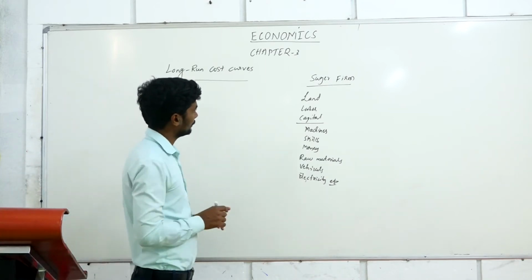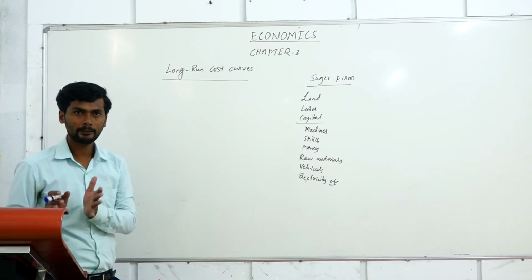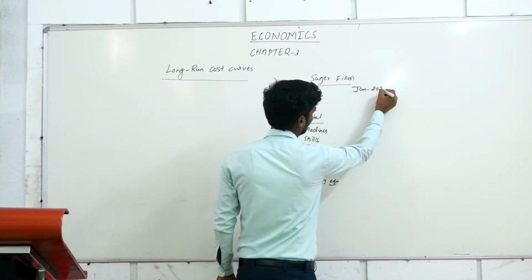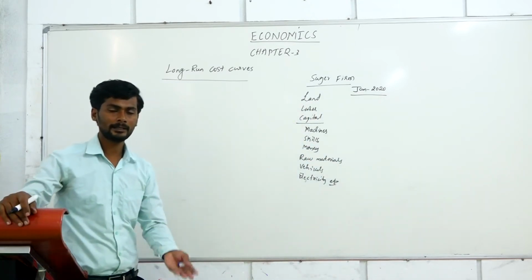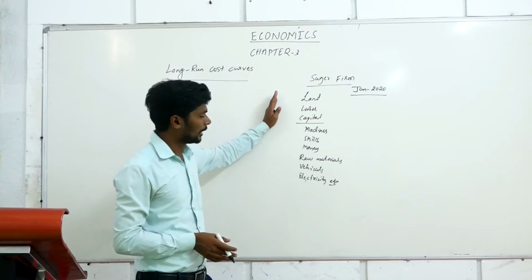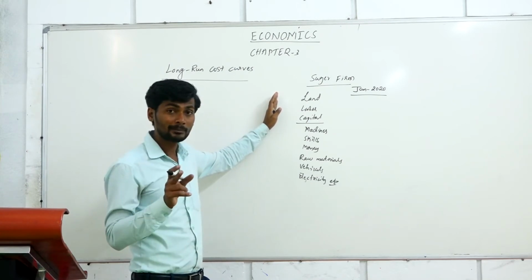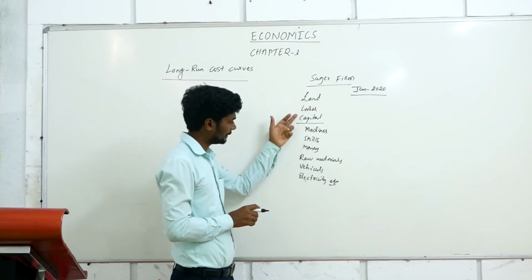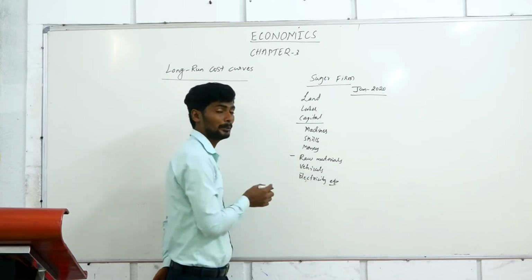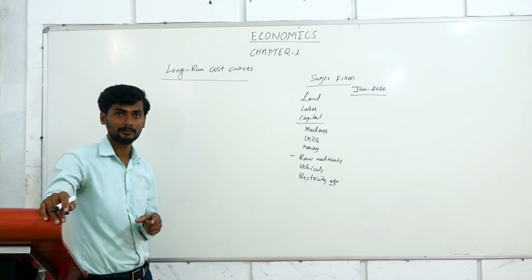So here, what I am making you understand is the difference between short run and long run. Take for example, by January 2020, a new firm entered the sugar industry and started to produce sugar. Now, in order to increase the production of sugar, what does the firm have to do? The firm has to increase the factors of production. It has to increase raw materials, machines, skills, labor, land. Then it can increase the production level.